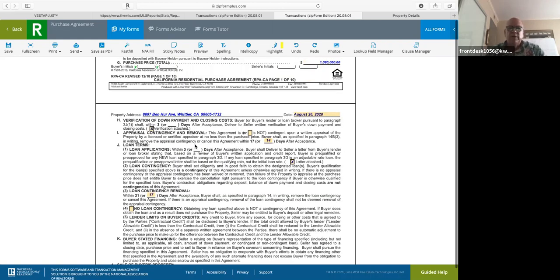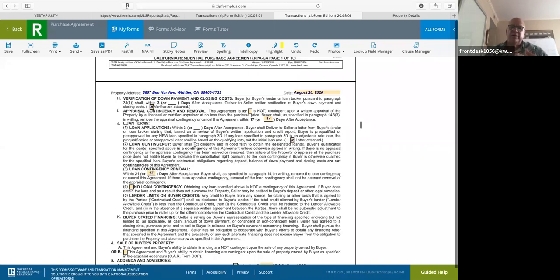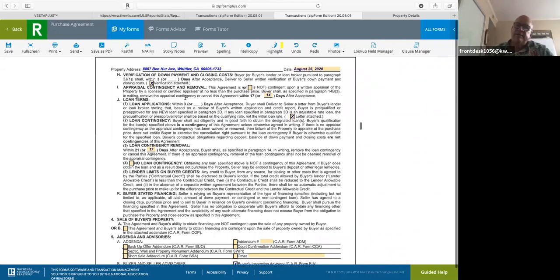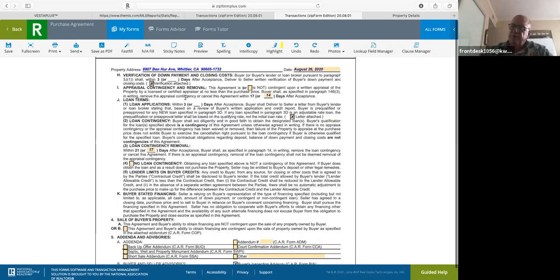So when we go into the next section, this is where we talk about our contingency periods. The first one is not a contingency, but the first part of delivering the offer. So verification of down payment, you should always have this attached, and you should always have proof of funds from your buyer to present with your offer.